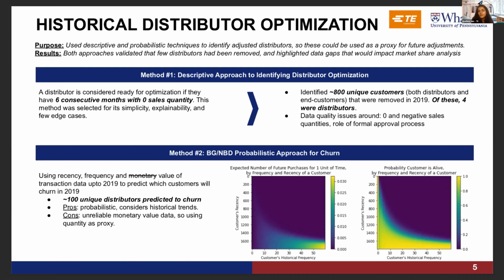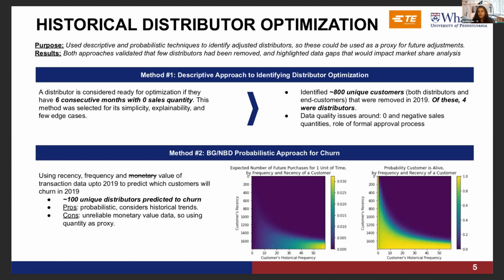Yeah, so the other method that we used to identify distributors was Fader's buy till you die model, in which we basically say that each distributor buys some quantity of products from TE every year with some probability, and they will continue to buy with some probability in each of the years we have in our data. And based on recency, frequency, and monetary value metrics, we come up with a probability estimate of whether or not we think they are still in the system or have terminated. So with this model, we identified roughly 100 distributors who seemed to have terminated in 2019. But there were two problems with this.